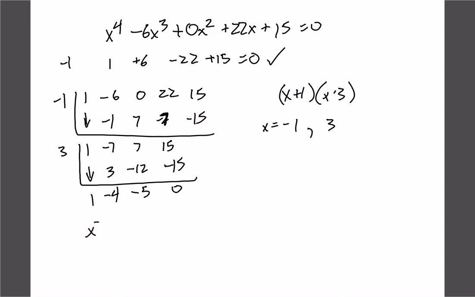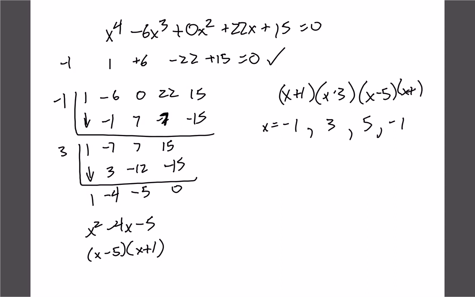And we're down to a quadratic, so let's just factor this normally. So we would have x minus 5 and x plus 1. So negative 1 did work, and I didn't catch it the first time, but that's okay. So we've got all of our 4 factors. In this case we have 5 and we have negative 1 once again. So we actually have 2 values of negative 1 and 1 value each of 3 and 5.